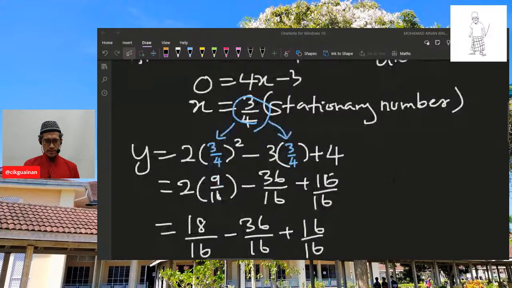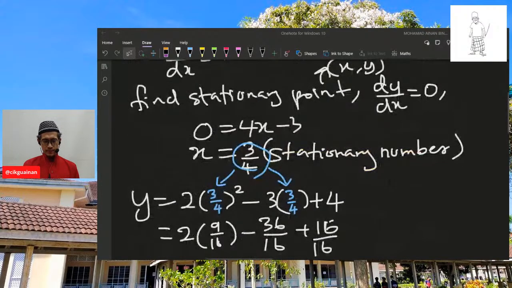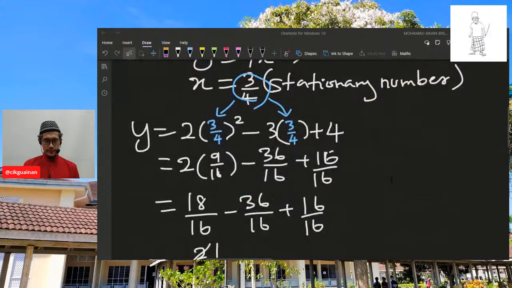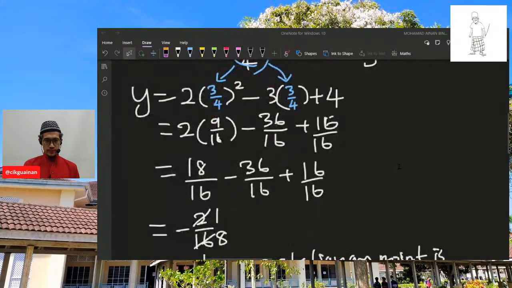Two square minus 3. The point of x, 3 over 4. 9 over 16. 9 over 4. How did you all get 23 over 8?